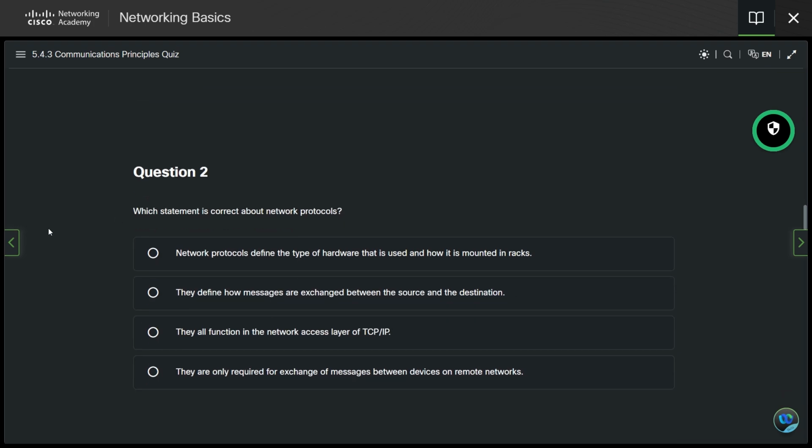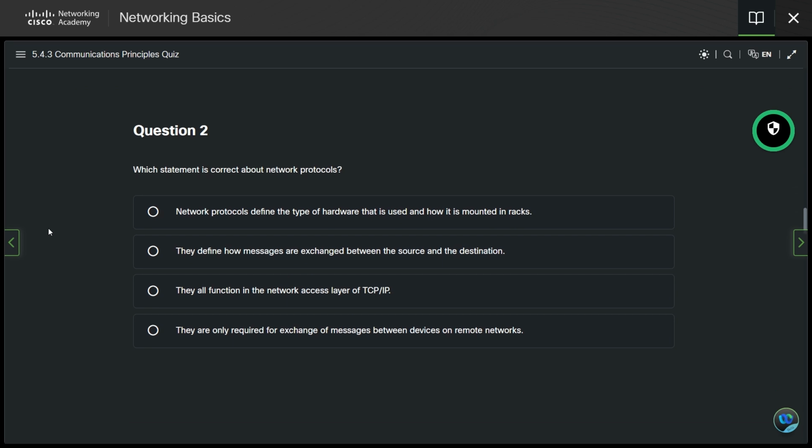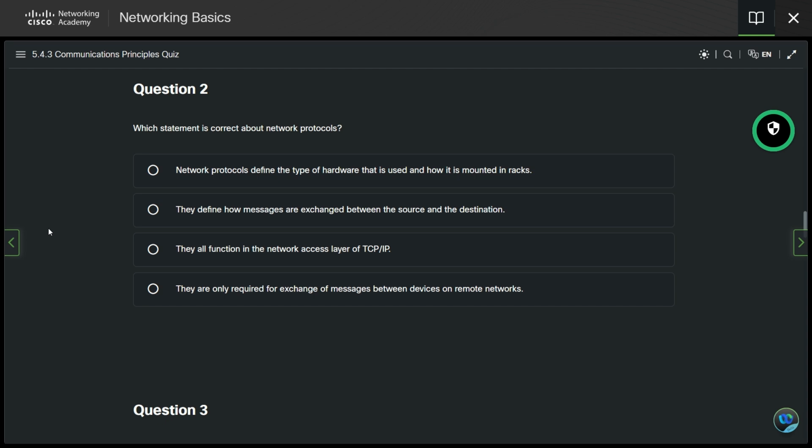Question 2. Which statement is correct about network protocols? Network protocols define the type of hardware. No. They define how messages are exchanged. They are functions in the network access layer. No. They are only required for exchange of messages between devices on remote networks. Network protocols define the type of hardware that is used and how it is mounted in racks. They define how messages are exchanged between the source and the destination.